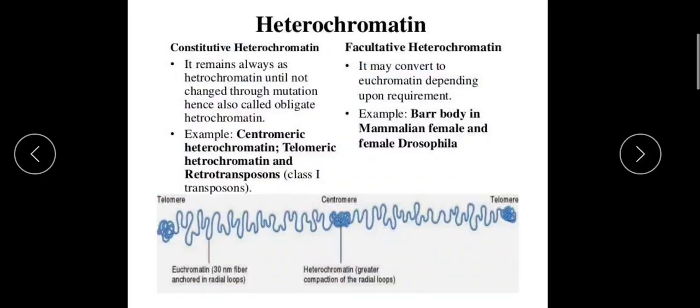This is another difference, between constitutive heterochromatin and facultative heterochromatin. Examples for constitutive heterochromatin are the centromeric region and the telomeric region. This is DNA and this is a chromosome, and the telomeric regions are the end regions of a chromosome. The central region is the centromeric region. So centromeric regions and telomeres are examples of constitutive heterochromatin. They are always compactly packed regions, while in other regions they are less compactly packed. That is clear from the diagram. So they are euchromatic regions. An example of facultative heterochromatin is the Barr body.